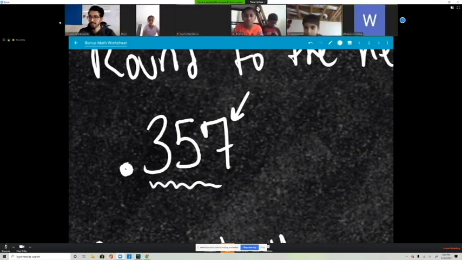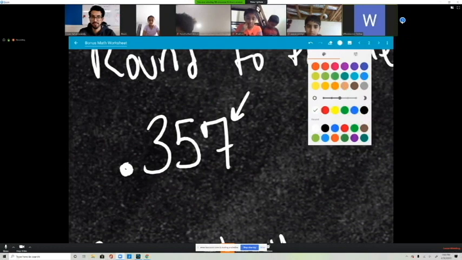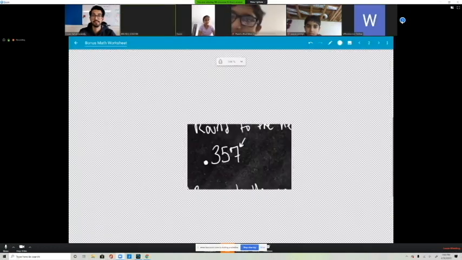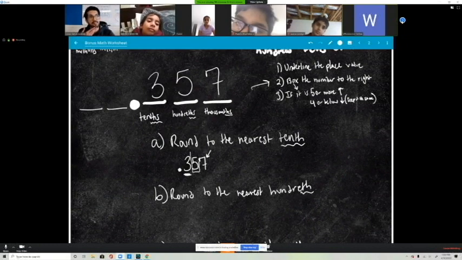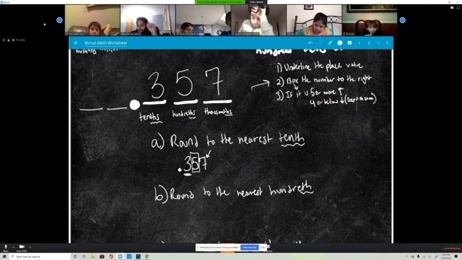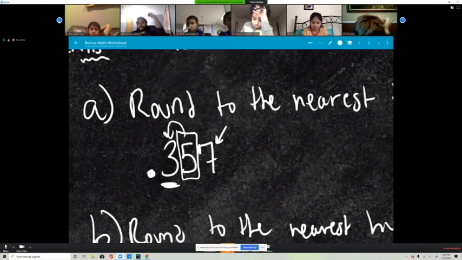Okay, kids? So that's just the number, but we said round to the nearest tenth. Step 1 says underline the place value. The tenth is here, so we underline the 3. Step 2 is box the number to the right, so I'm going to box the 5. Step 3 talks about the boxed number. If it's 5 or more, we go up. If it's 4 or below, we keep it the same. In this case, it's 5 or more, because the number is 5. So the 3 becomes a 4. We're just rounding it up to 4.